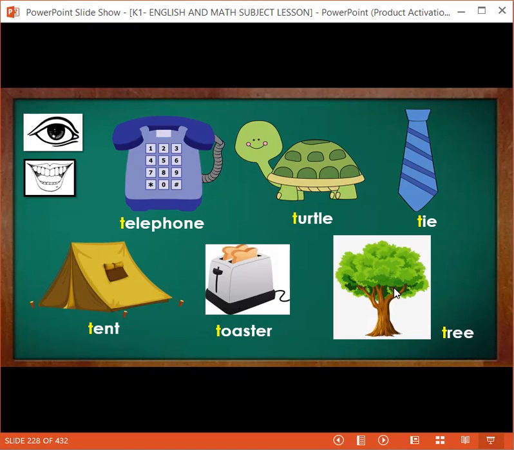And the last picture, this is a tree. Tree begins with letter T. Again, kids, so here are the pictures that begin with letter T. Telephone, turtle, tie, tent, toaster, and tree.